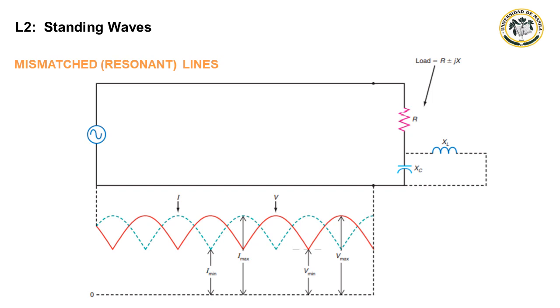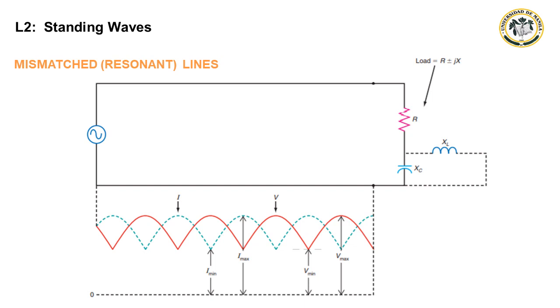Most often, lines do not terminate in a short or open circuit. Rather, the load impedance does not exactly match the transmission line impedance. Furthermore, the load, usually an antenna, will probably have a reactive component, either inductive or capacitive, in addition to its resistance. Under these conditions, the line is said to be resonant.